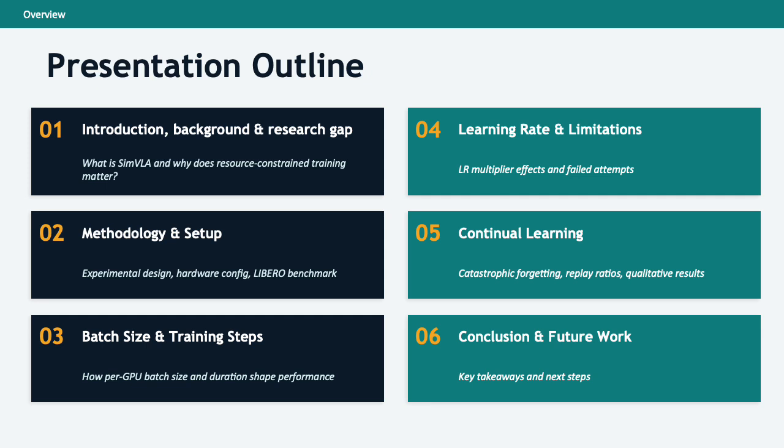First, we will introduce SimVLA and explain the motivation for our study. Then we will describe our experimental setup and the methodology. Next, we will assess the effect of the batch size, training set, and the learning rate. After that, we will present our continual learning experiments using experience replay. Finally, we will summarize our findings and discuss the future work.